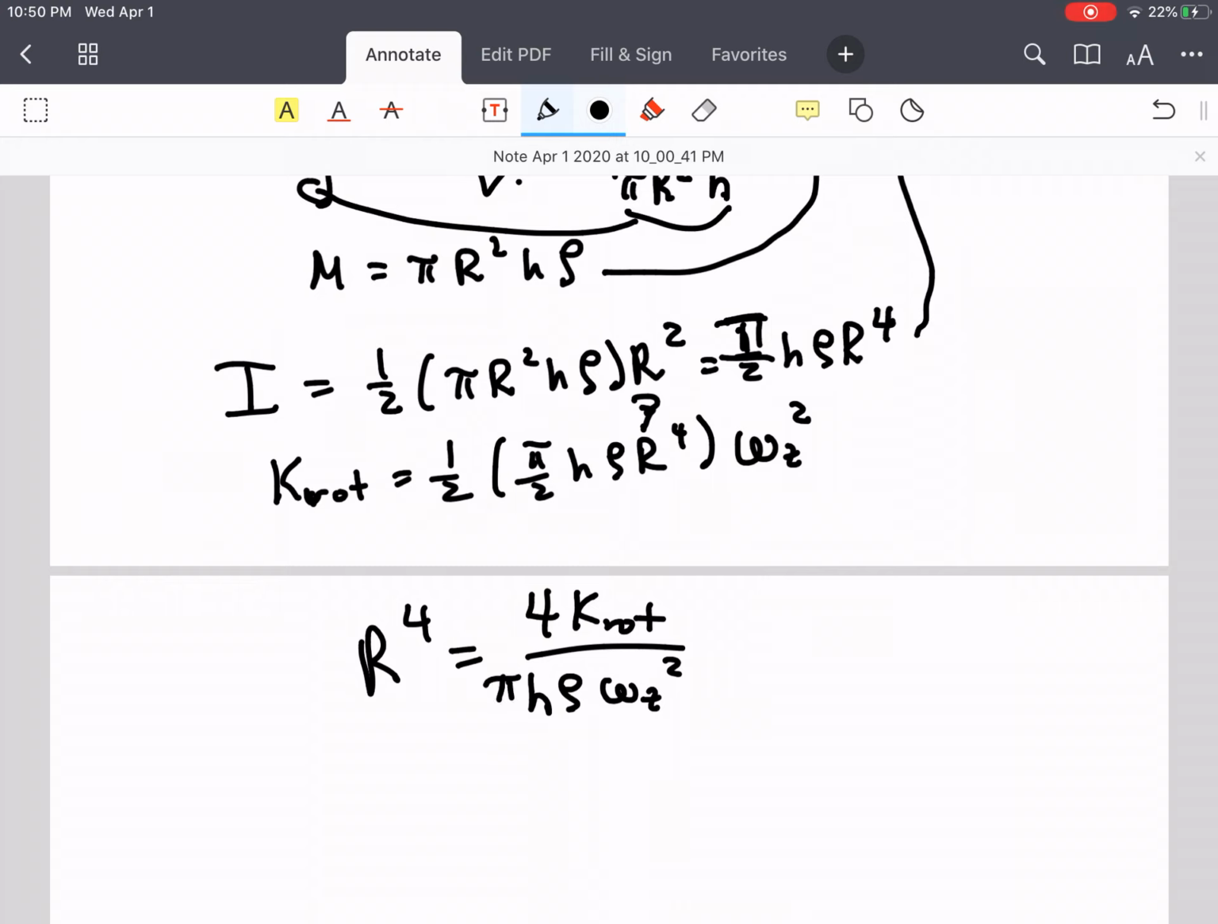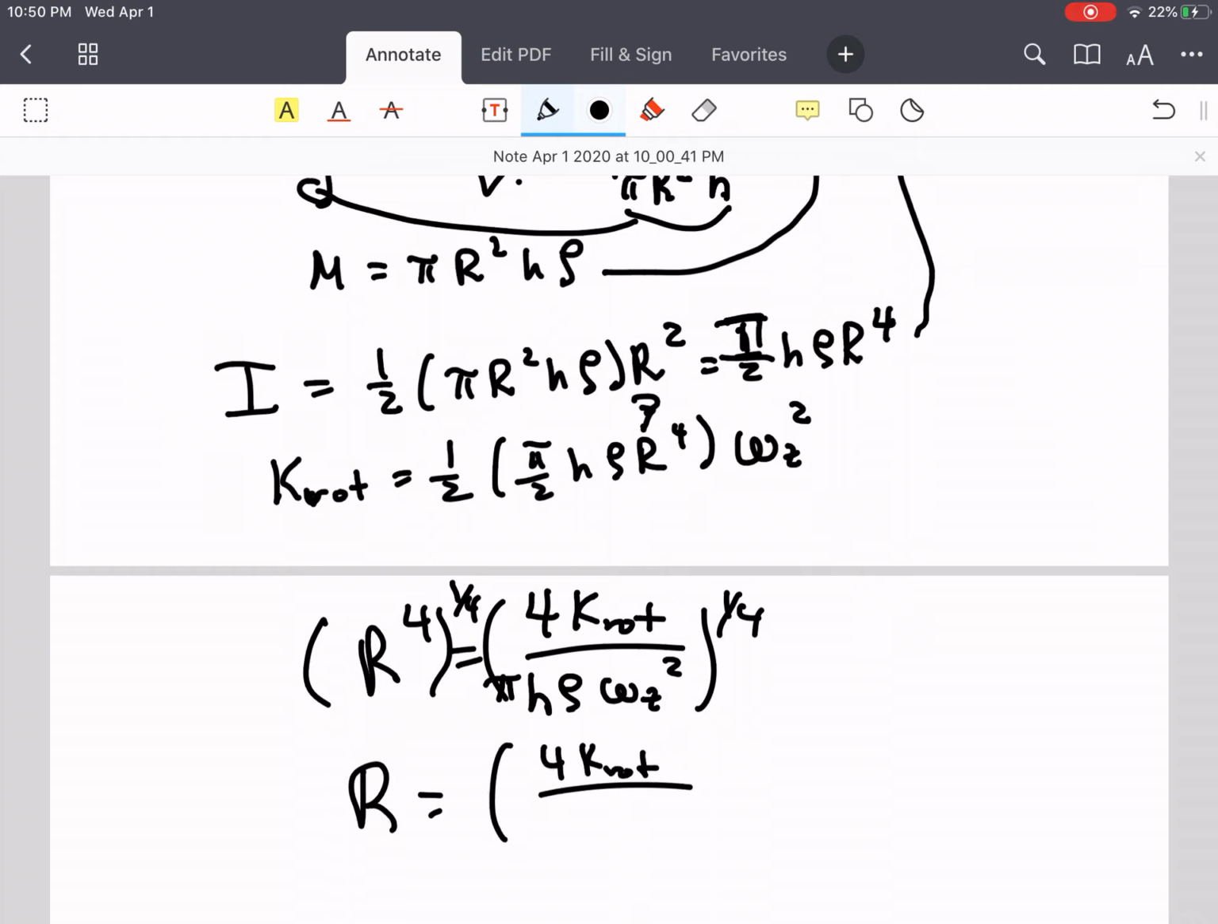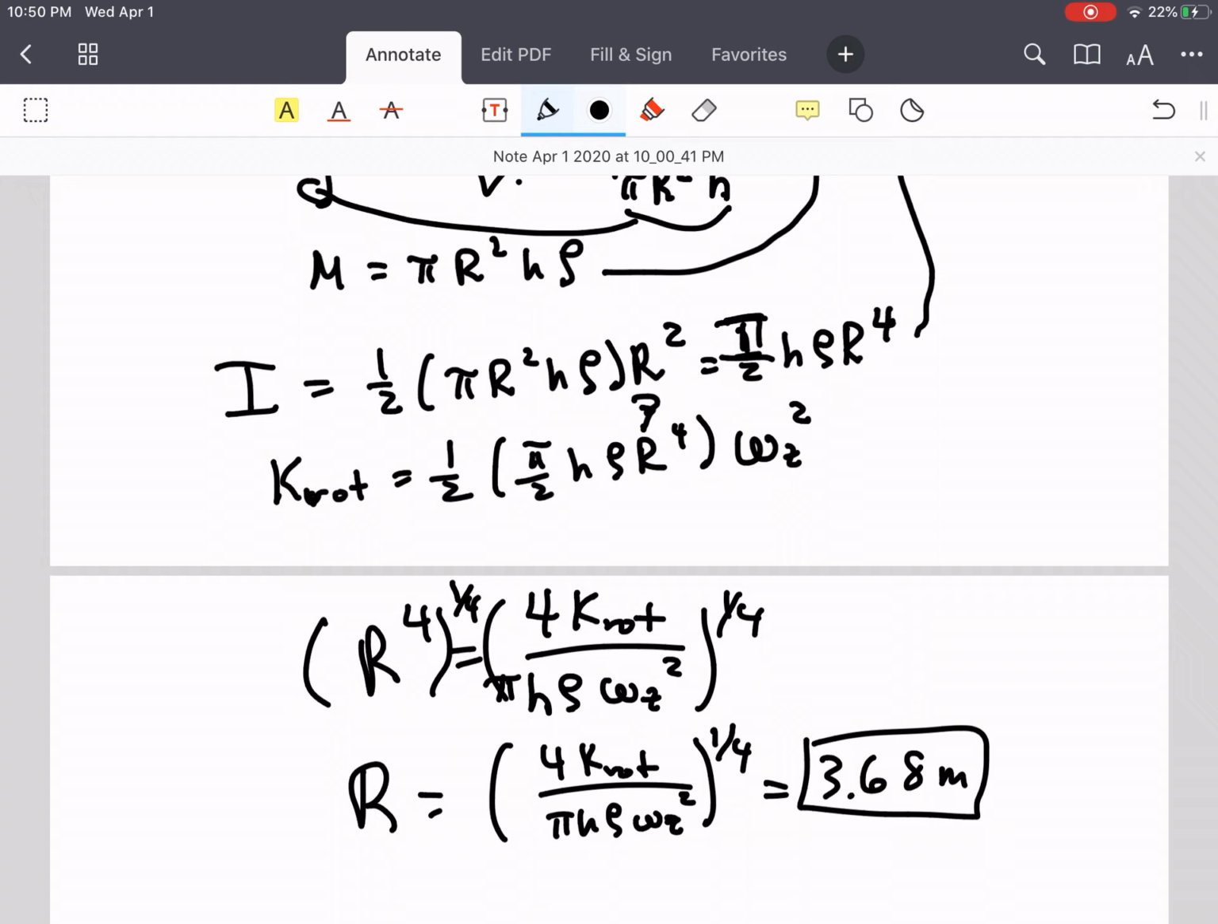Okay, so I brought everything over to the other side. I take this guy to the 1/4 power. I take the 4th root if you prefer. And I get that my radius is the 4th root of 4k rotation over pi h rho omega z squared. That's just algebra. And then I go ahead and plug this guy in, and it turns out it's actually not so crazy, 3.68 meters. So this is not such a crazy set of numbers.